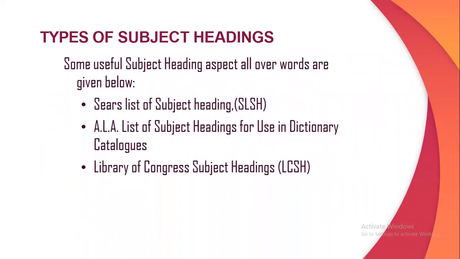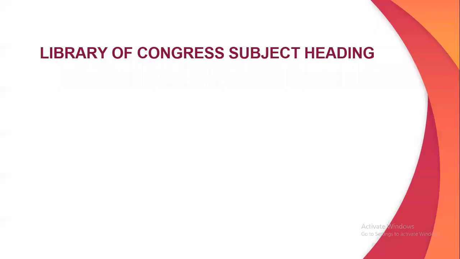There are types of subject headings. Some useful subject heading aspects all over the world are given below. The source list of subject headings, or the SLSH, the American Library Association list of subject headings for use in dictionary catalogs, the Library of Congress subject headings, or the LCSH. Library of Congress subject headings.